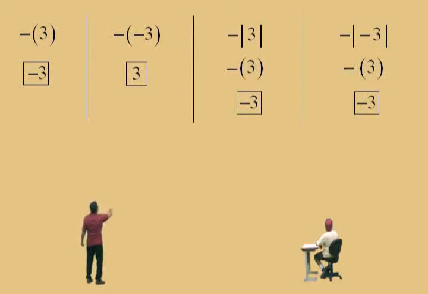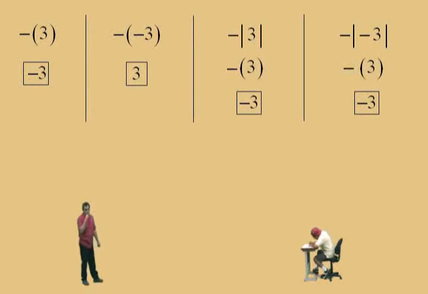This is a double negative rule. That's not a double negative, that's an absolute value. It's the opposite of an absolute value, which gives you a negative number. Tricky, right? All right. Whew.